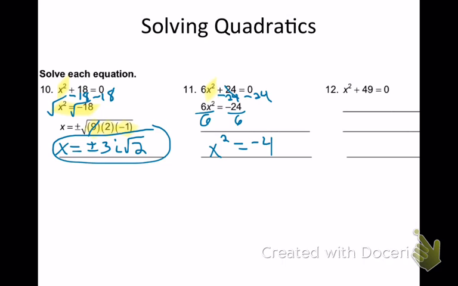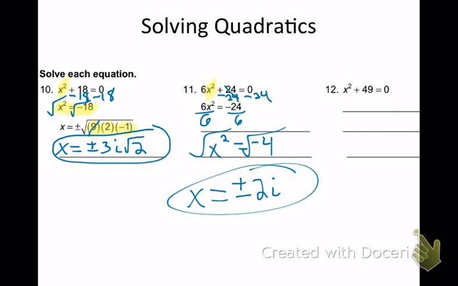What's the opposite of a squared term? Square root. So I do the square root here. What's the square root of negative 4 going to give me? Square root of a negative is i. So I get plus or minus 2i. Again, you have to remember, square root of a negative is not a negative. It's going to give me i, the imaginary part.